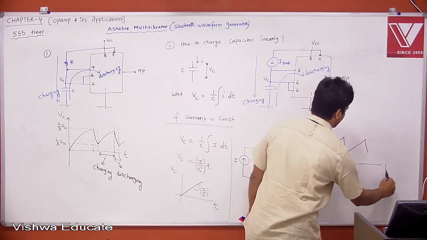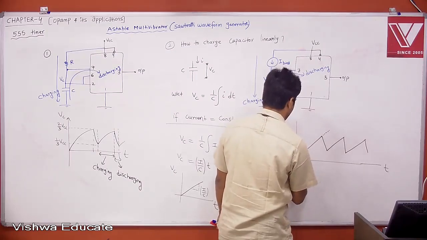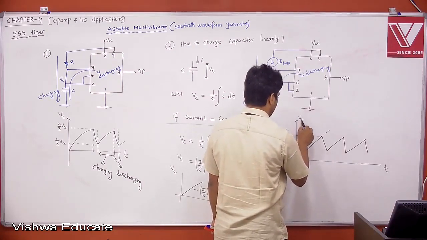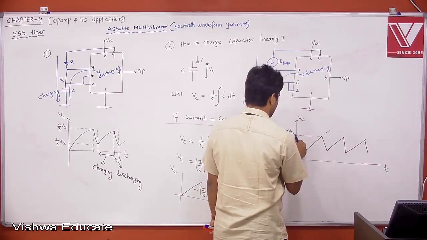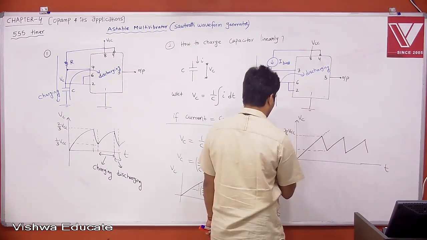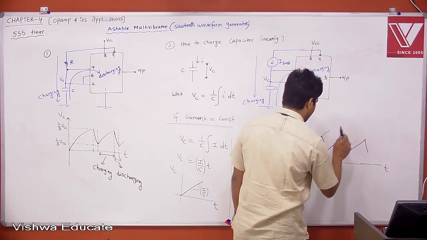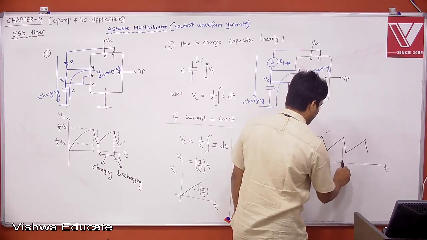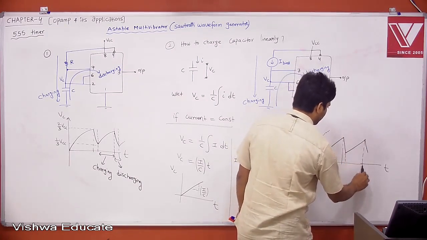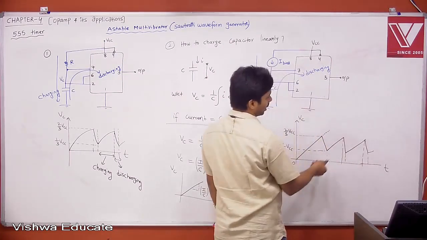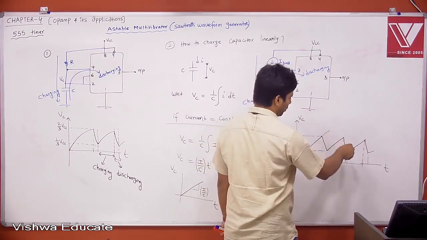This is what you will get, okay. This is the initial time. Therefore the limit is 2/3 VCC, and the lower limit is 1/3 VCC, okay. Therefore, this is our on period, this is off period, on period, okay, off period. This is a kind of sawtooth waveform, charging linearly, discharging very fast.